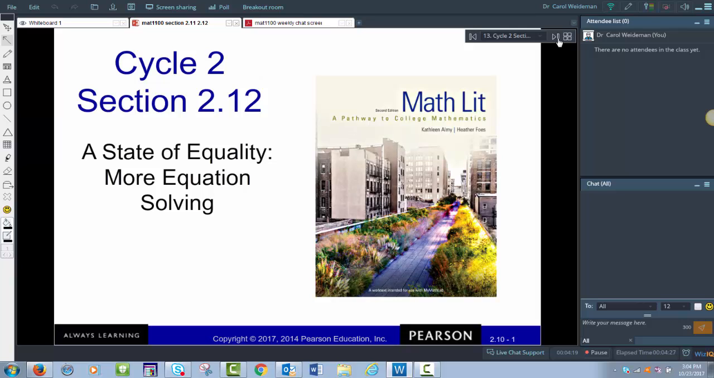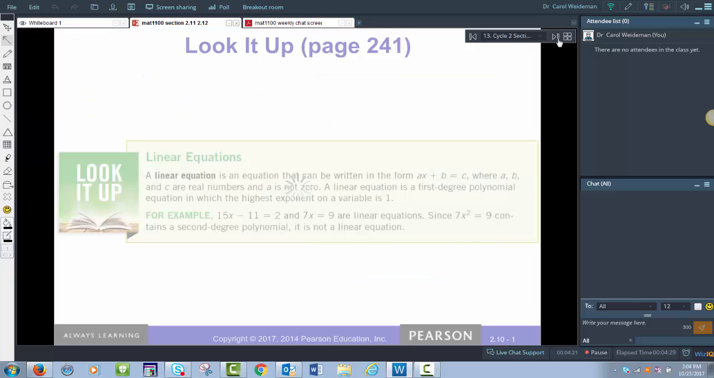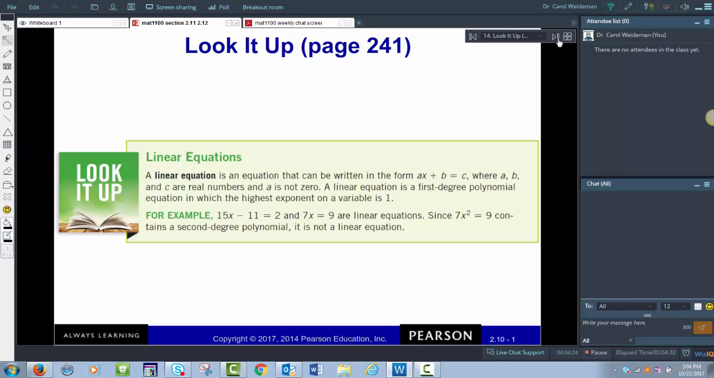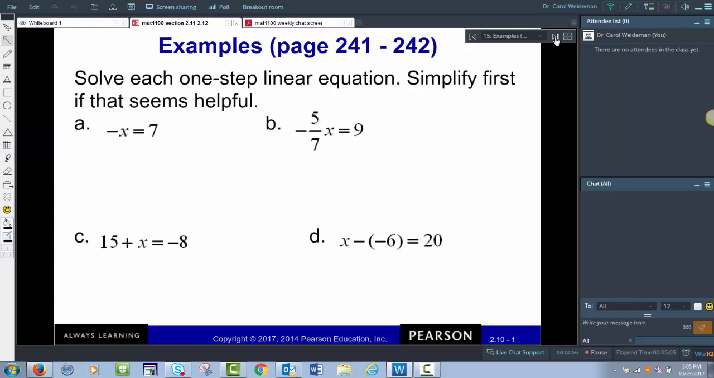Okay, the next section, 2.12, is still problem solving, but a little bit more complicated. And they also come up with a new term here called linear equation. This is an equation that can be written in this form: ax plus b equals c, where a, b, and c are real numbers and a is not 0. A linear equation is a first-degree polynomial in which the highest exponent on the variable is 1. For instance, 15x minus 11 equals 2 and 7x equals 9 are linear equations. 7x squared equals 9 is not linear because it has an exponent of 2 on the variable.